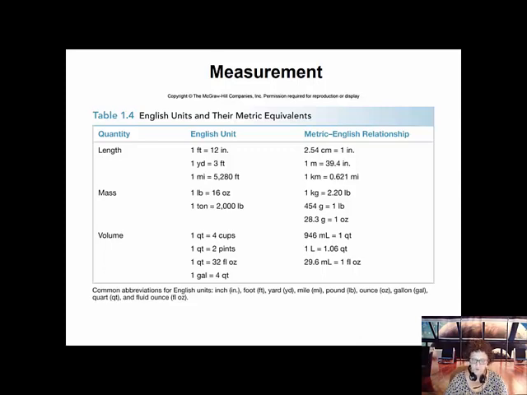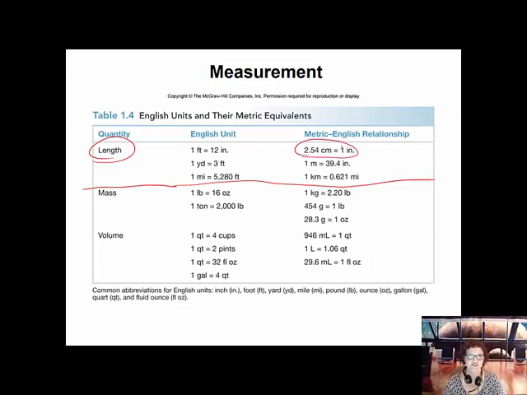All right, and so if we're looking at length here, there are several things that we could do to convert between length in English and metric. Okay, so you just kind of have to find one that you can remember. The one I always remember is that there are 2.54 centimeters in 1 inch.